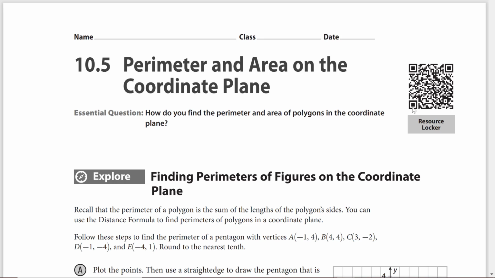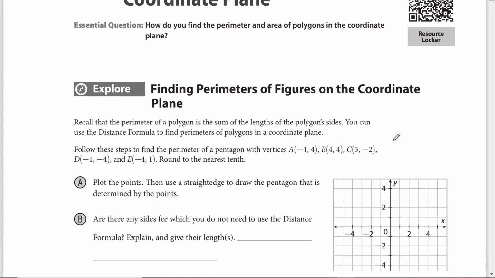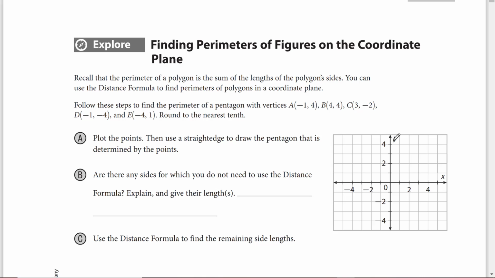Hey everybody, we're going to be looking at perimeter and area on the coordinate plane today. It's section 10.5 for geometry, section 2.5 for math 3. So let's go ahead and get started with this explore. What they're going to ask you to do is plot the different points, and then we'll find the side lengths.